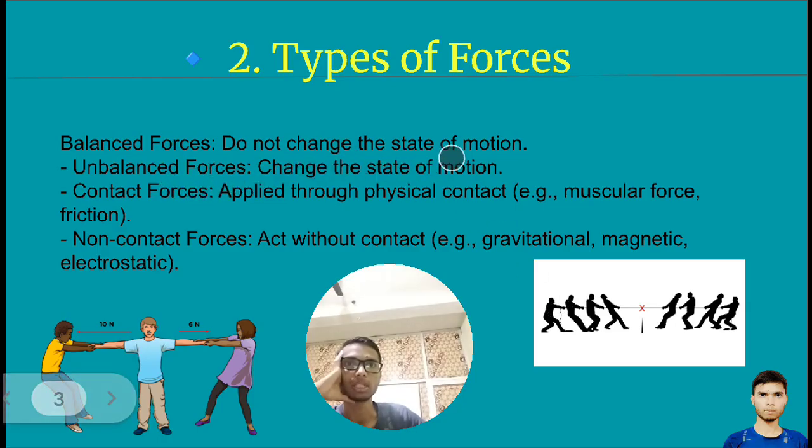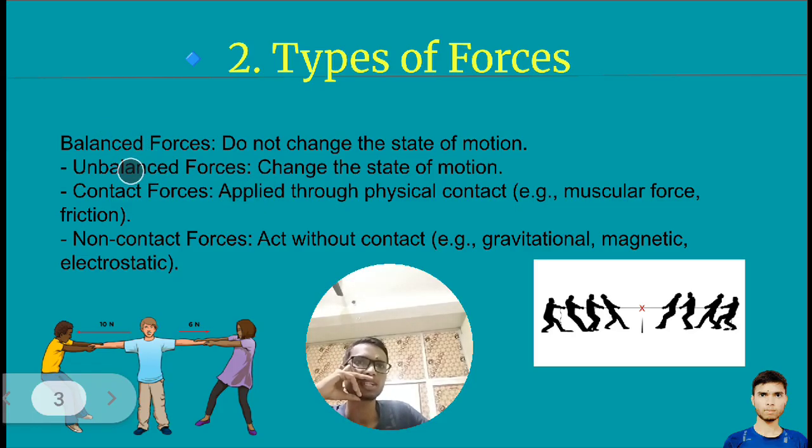Do not change the state of motion. Yes, of course, if forces are the same on both sides, then motion will not happen, nothing will move. In the case of unbalanced force, one side will move. I would say both sides will move. But here you will realize something unique. What?